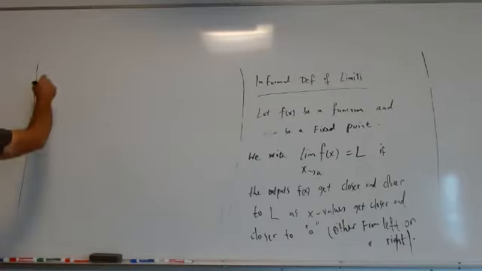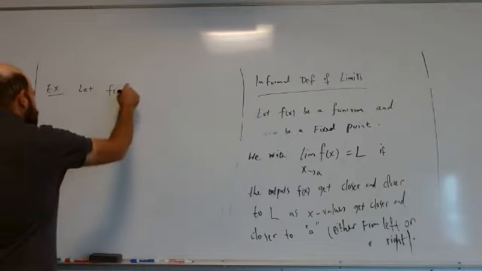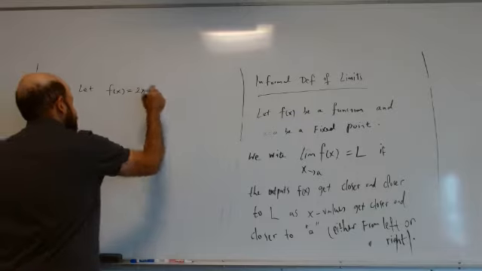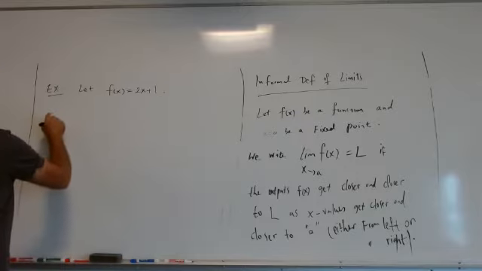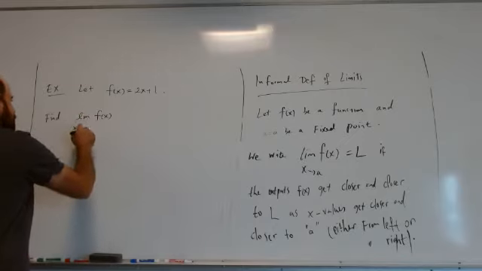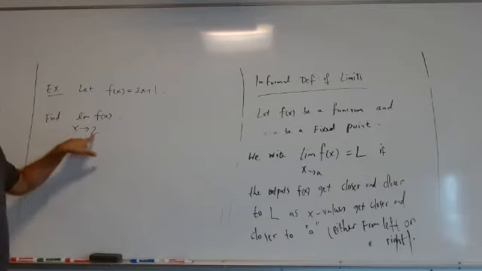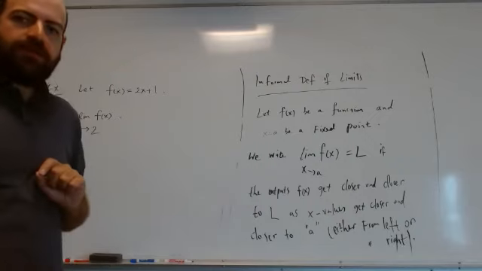Okay, so let's look at an example. Let f of x equals 2x plus 1. Find the limit of f of x as x approaches, let's say, 2. So what is the meaning of this again? This means as x gets closer and closer to 2, what happens to the outputs, or what happens to the f of x values?